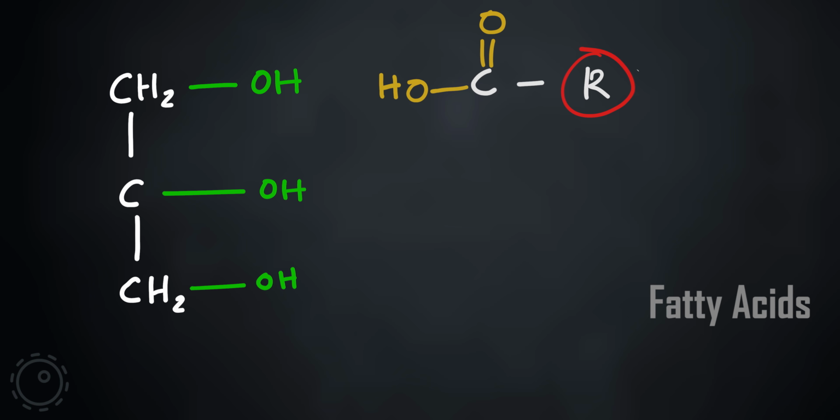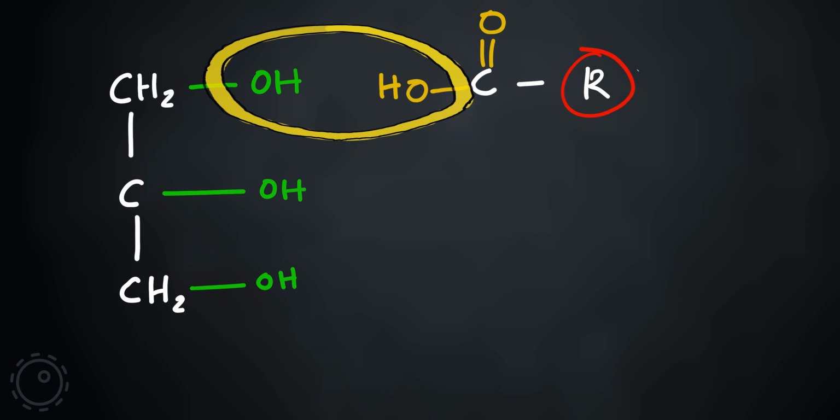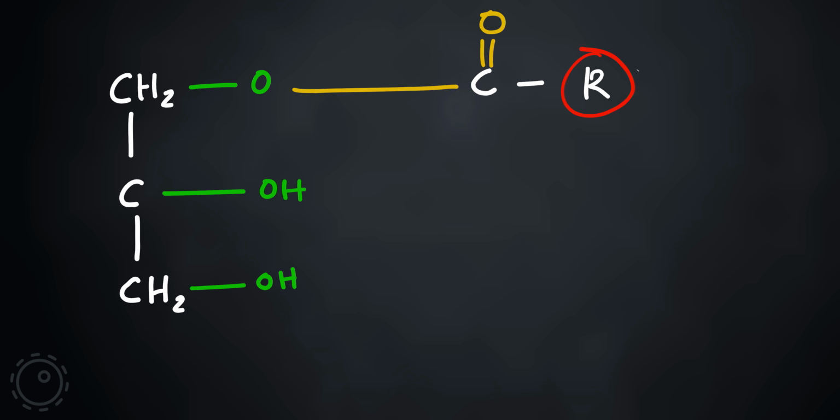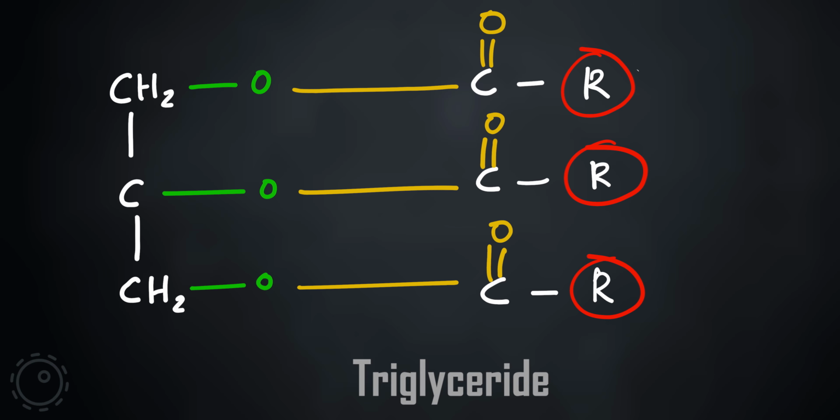The second constituent of the phospholipid is a fatty acid. A fatty acid simply means a long chain carboxylic acid. That is, a long chain of carbon atoms is bound to a carboxyl group. The hydroxyl group on the glycerol can form an ester bond with the carboxyl group on the fatty acid. And as there are 3 hydroxyl groups in the glycerol, it can bind to 3 fatty acids, making a triacyl glycerol or a triglyceride.